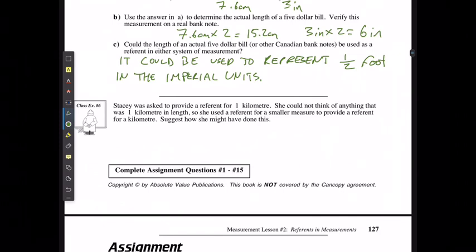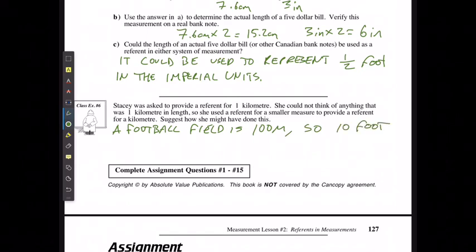Stacy was asked to provide a referent for 1 kilometer. She could not think of anything that was 1 kilometer in length, so she used a referent for a smaller measure to provide a referent for a kilometer. What is one possible way that she could have done this? A football field is 100 meters, so 10 football fields would be 1 kilometer. Done.